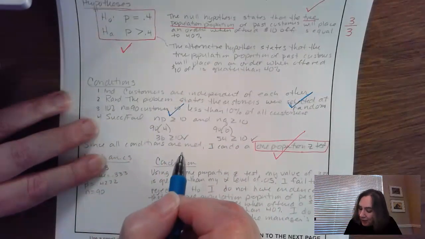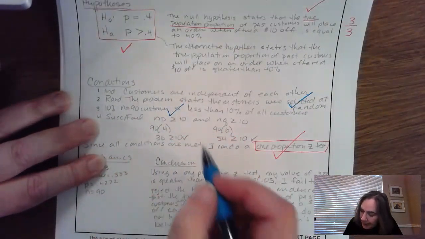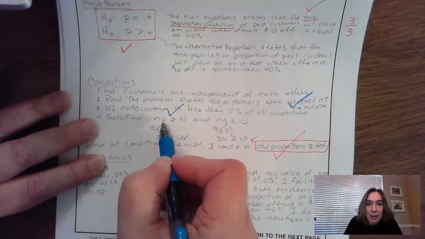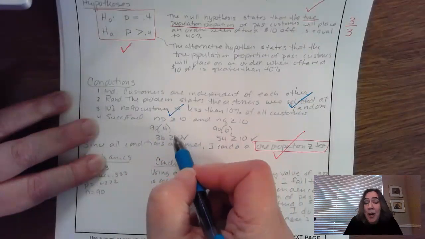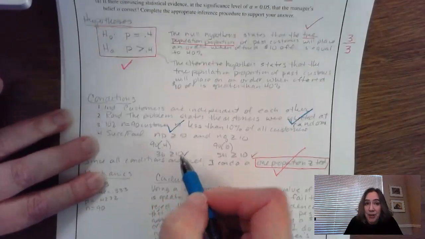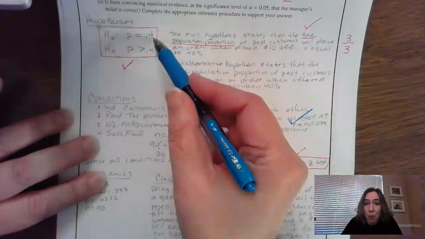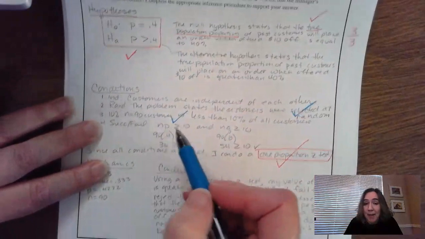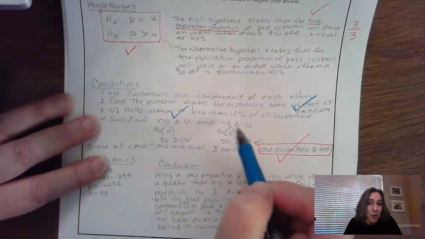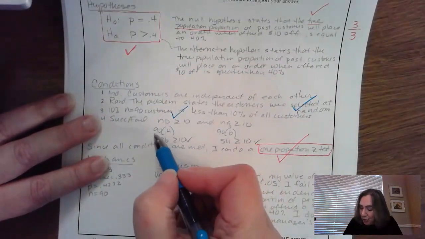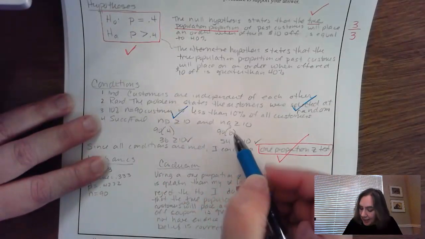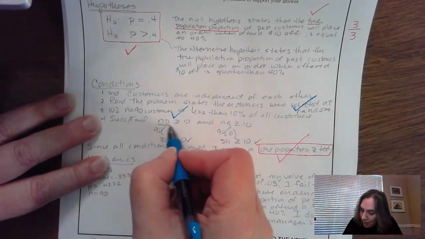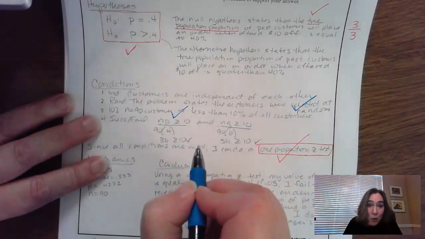The next thing we're looking for is success/failure. And again, you're making sure that we have np and nq are both greater than or equal to 10. Now, we go into a test with the presumption that the null hypothesis of 0.4, 40%, is true. And that means we're going to be using it when we're checking success/failure. So that means we're going to have n = 90 times 0.4 and 90 times 0.6. That has to be there. So is there a formula? No hats.